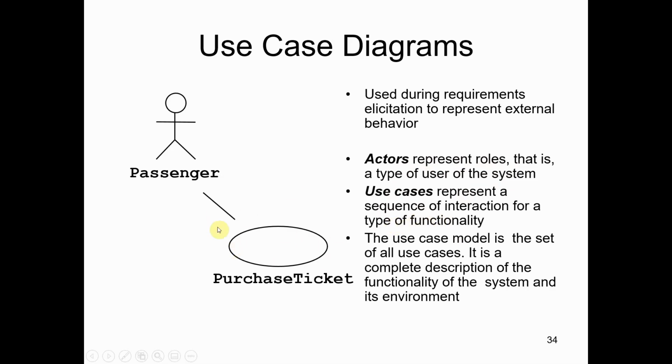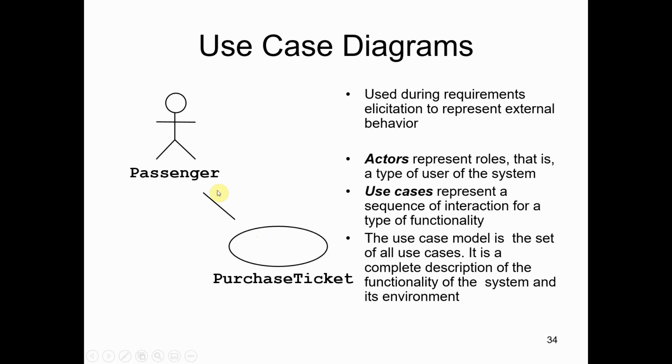On the surface, the use case is an oval shape. If you use Enterprise Architect or any UML tool, you double click on this oval shape and it will pop up a window asking you to enter more detailed information. That more detailed information is the key of the use case diagram. The use case diagram is not just something looking from the surface.